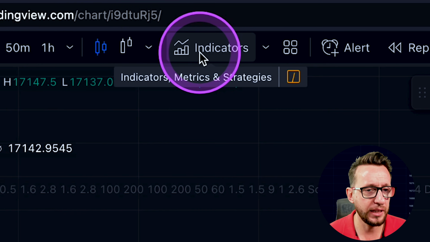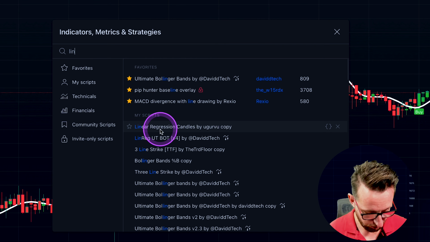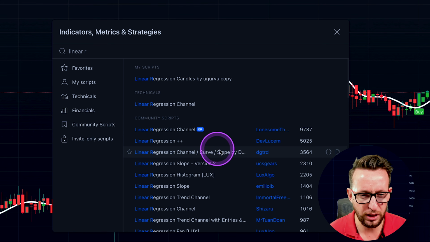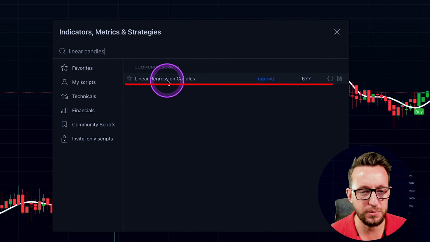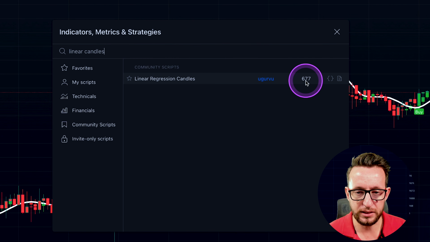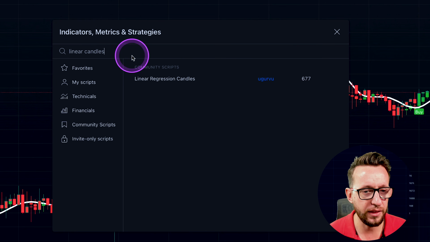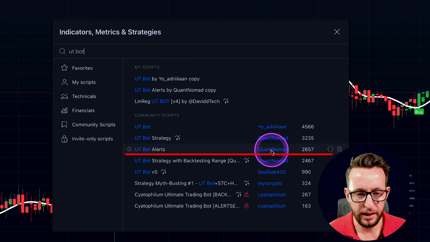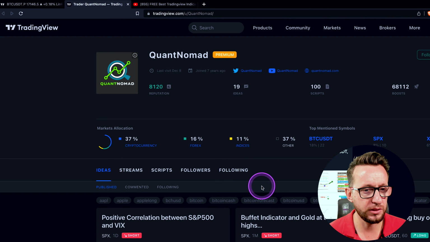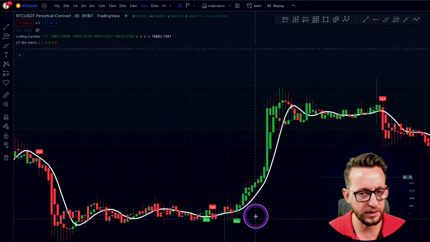Okay, so I'm going to add the 2 indicators. We're going to add the linear regression candles, which is this one here. Let me try and find that a little bit better. It's not the channel, it's the candles, which is this one here. Okay, sorry about that. Right, okay, so we have this one here, linear regression candles. By adding that, it will add these candles over the top of your candles, and the other indicator we're going to be using is UT bot. UT bot alerts by Quant Nomad, and he's a very well-known YouTuber as well. I do suggest that you go away and have a look at his YouTube channel. Lots of great information there. So it's UT bot alerts. Okay, so we have those 2 indicators on our screen.